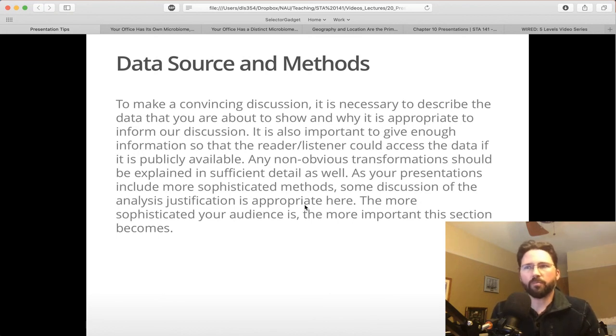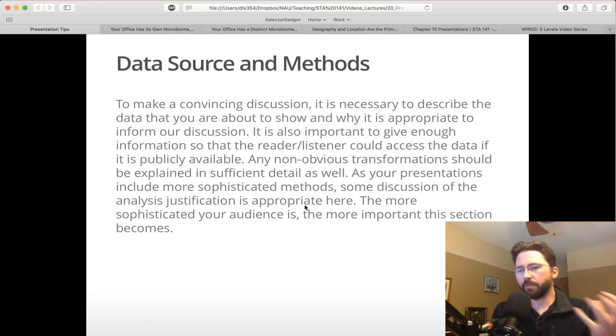And so you want to sort of justify that even if your data isn't directly taken from the place that you care about, it's at least close enough that it makes sense. And so talking about your data sources and your methods for what you did to collect the data or how you're about to analyze it, that's actually important for people to add credibility to the argument that you're about to make. Now, I will say that the more sophisticated your audience is, the more important this section becomes.